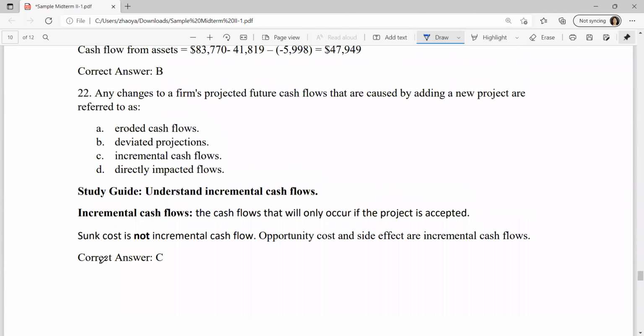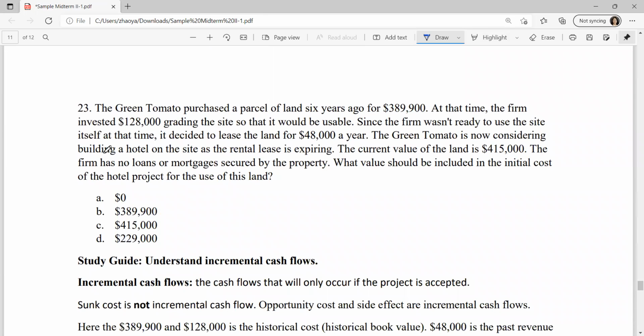Question 22. Any changes to a firm's projected future cash flows that are caused by adding a new project are referred to as incremental cash flow. This is a definition.